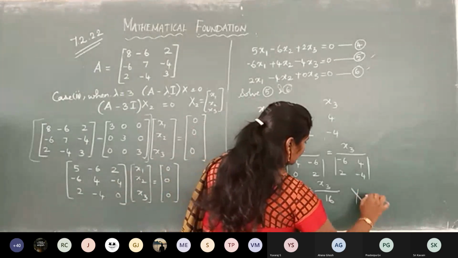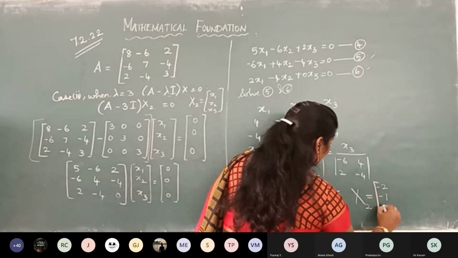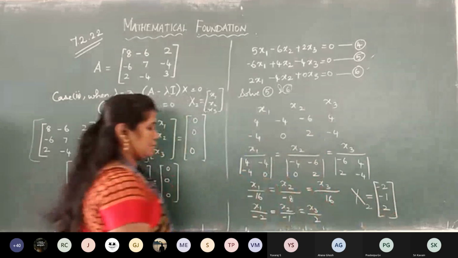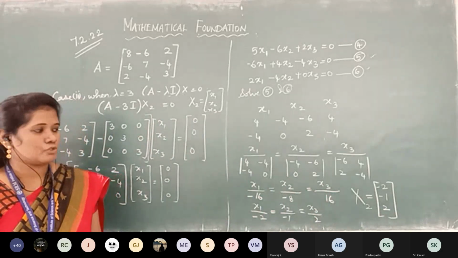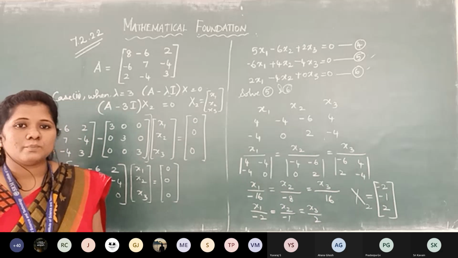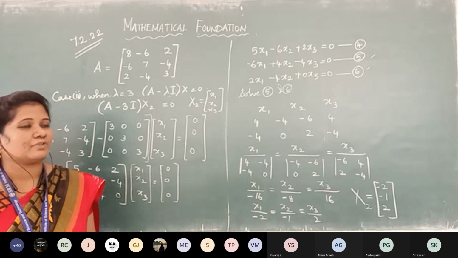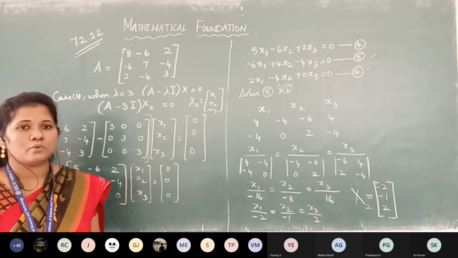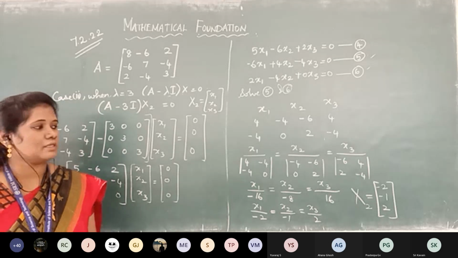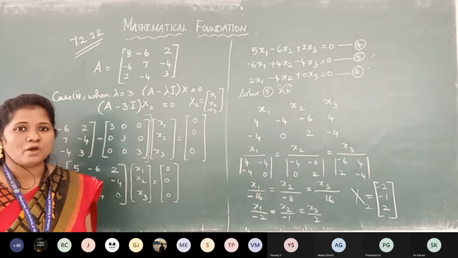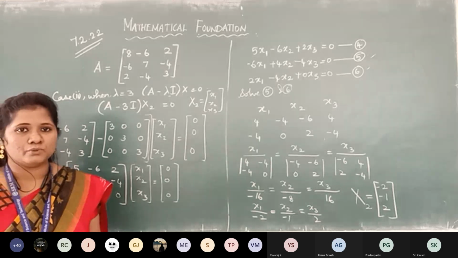So your eigenvector x2 is equal to minus 2, minus 1 and 2. For some people, they can get it as 2, 1, minus 2. If you have taken your first two equations, you could have got it like that. It is also correct. If you've got it like that also, it is correct. So this is for lambda is equal to 3.